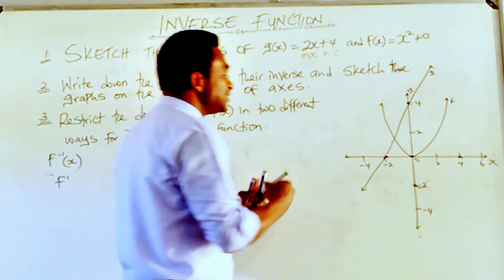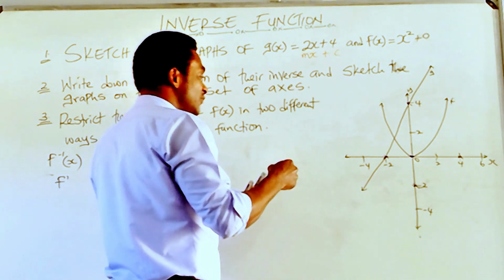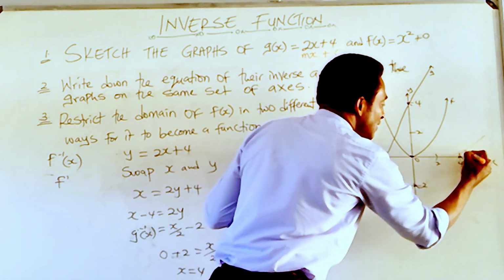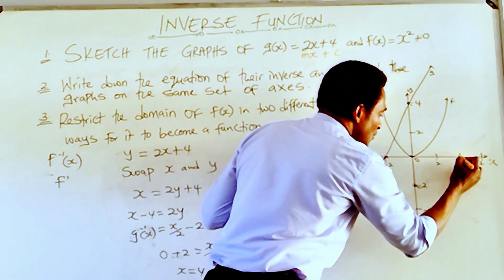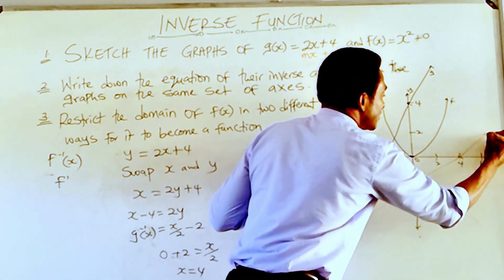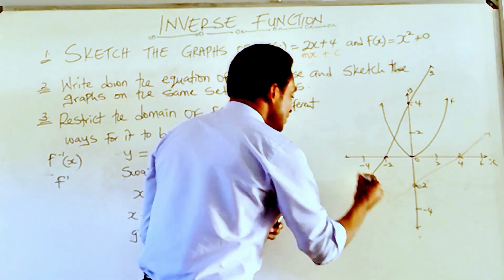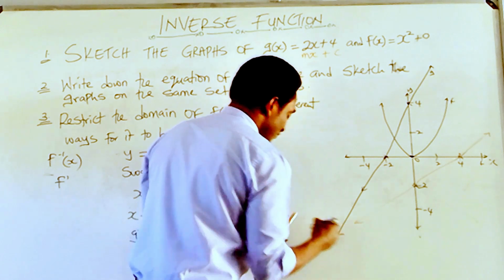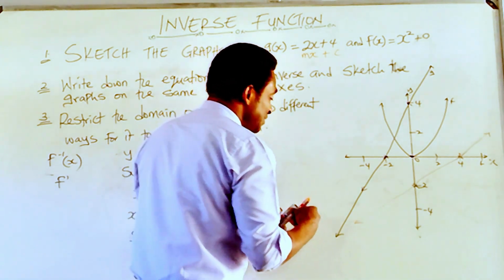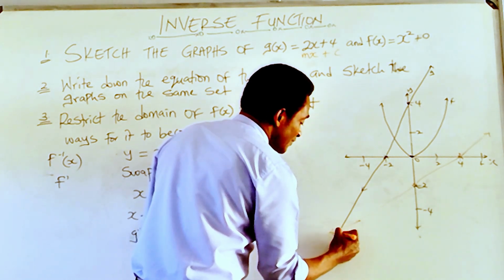So if we sketch this graph, in a different color, we will have this linear graph. If we extend this, then we'll have a line of symmetry in between them.